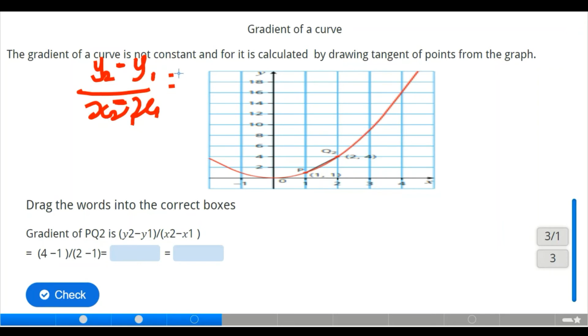So y2 minus y1 divided by x2 minus x1, right? So y2 here is what? y2 here is 4, and y1 is 1, so we have 4 minus 1. x2 here is what? 2 minus 1. So 4 minus 1, that is what? 3, right?